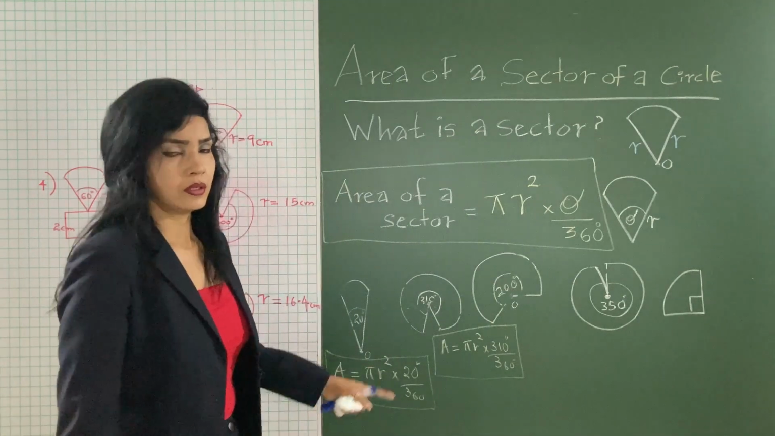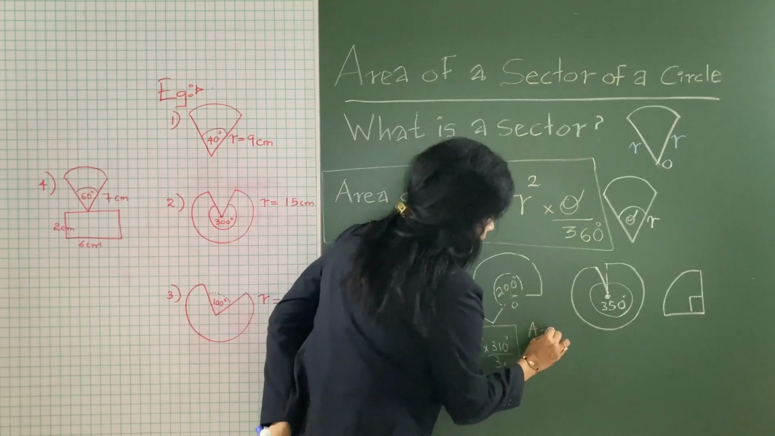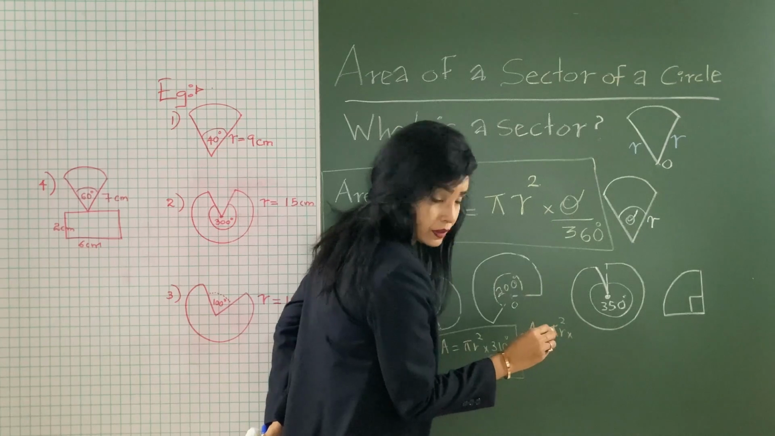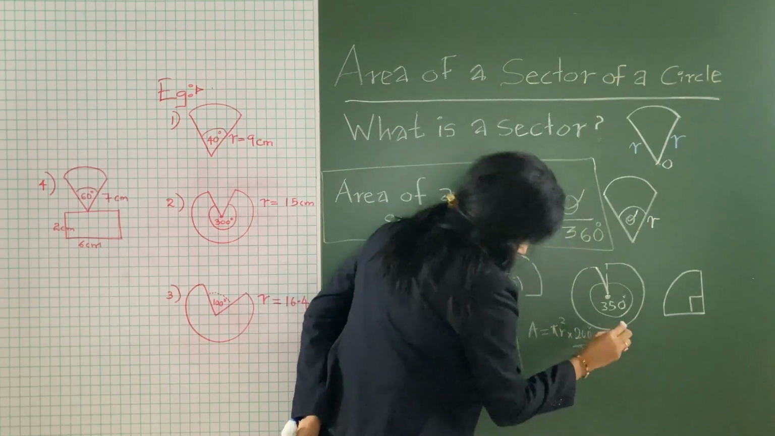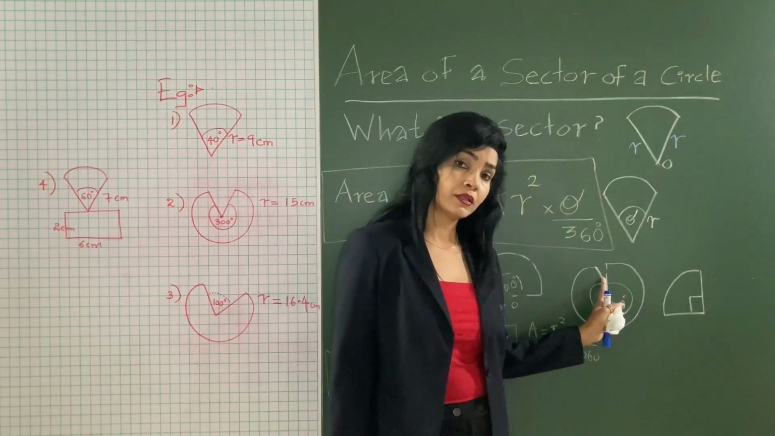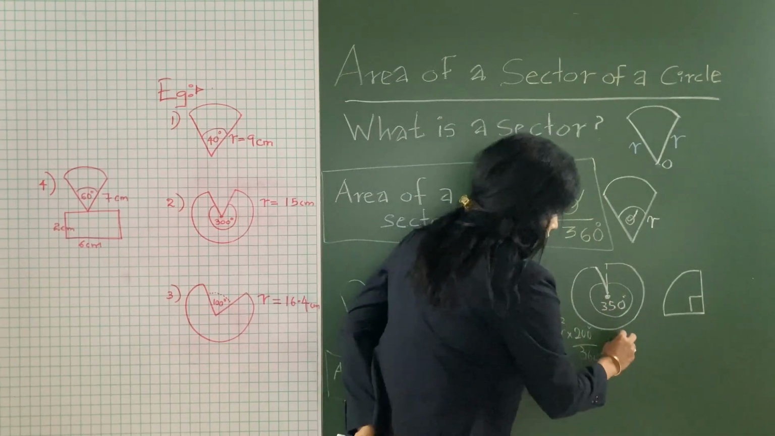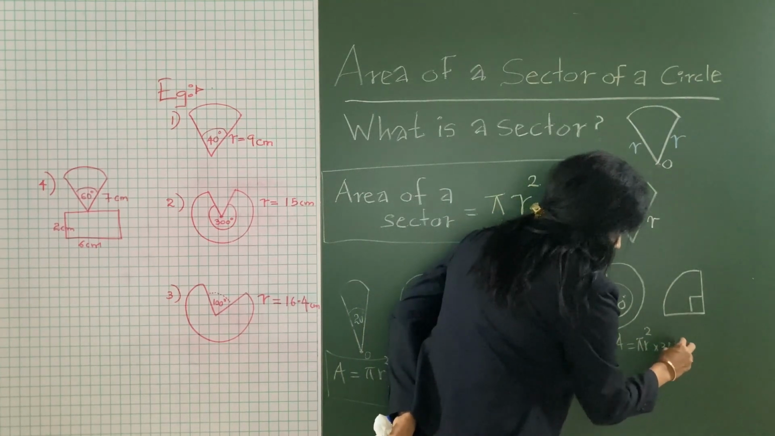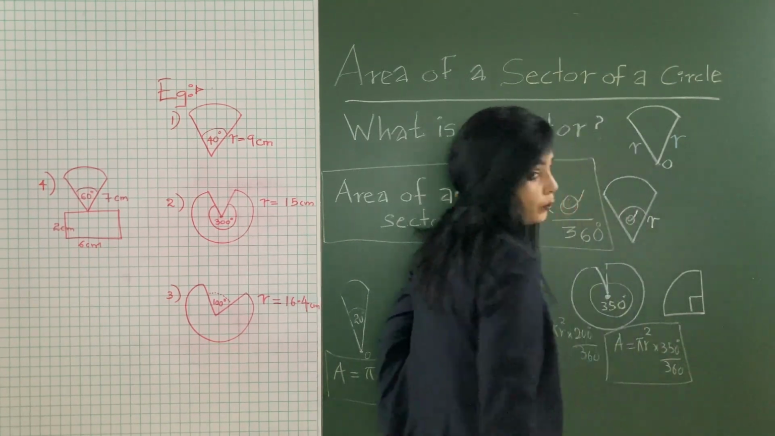Next one, 200 degrees angle. Yes, area is equal to pi r square into 200 out of 360. Good. Next one, 350 degrees. What is the cutoff part? 10 degrees. So the prevailing one is 350. Area is equal to pi r square into 350 out of 360. Hope it's clear to you.